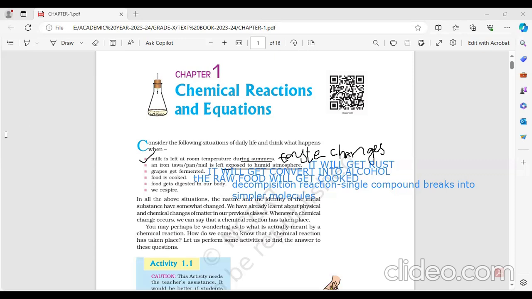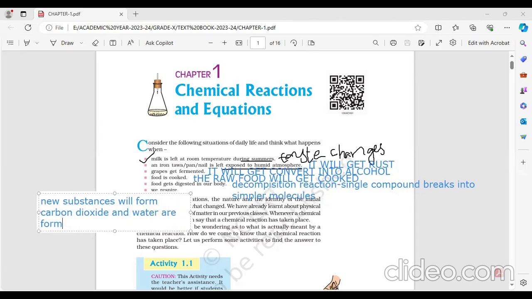And the next one is when we respire, when we breathe. This is also another example of a chemical reaction. See, I'm writing here: when we respire, new substances will form, like carbon dioxide, CO2, and water, H2O. Water is formed. This is what you should remember. Okay, understood. So these are the examples.